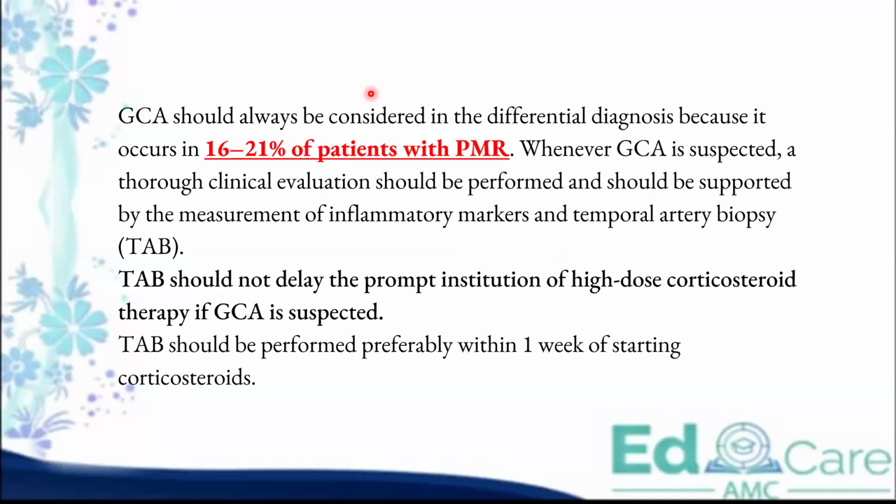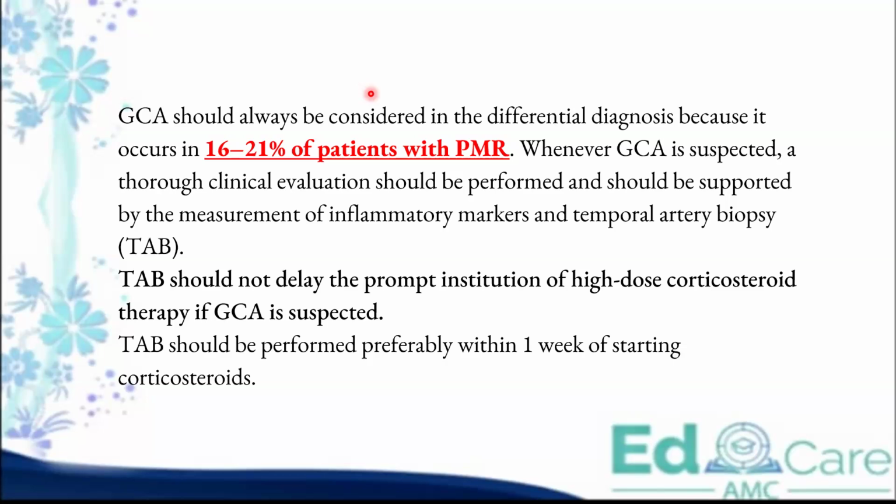Again, from the guidelines, GCA should always be considered in the differential diagnosis because it occurs in 16 to 21% of the patients with polymyalgia rheumatica, right? So here is an association.